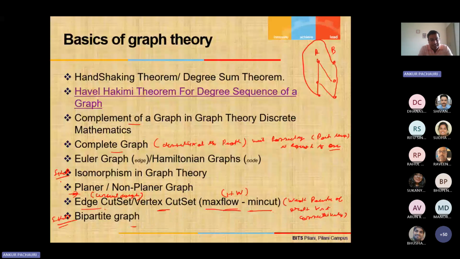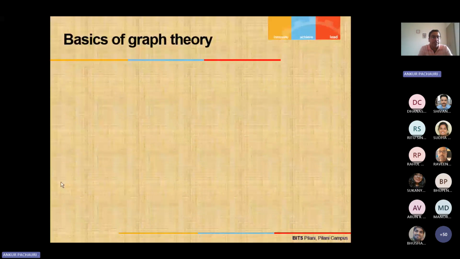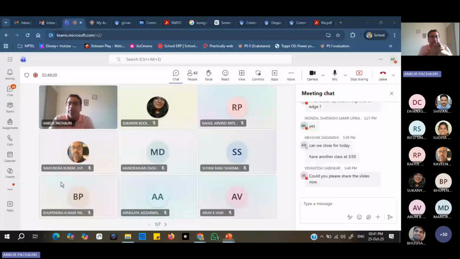Now, why are they important? Because they will build up a concept related to the course.